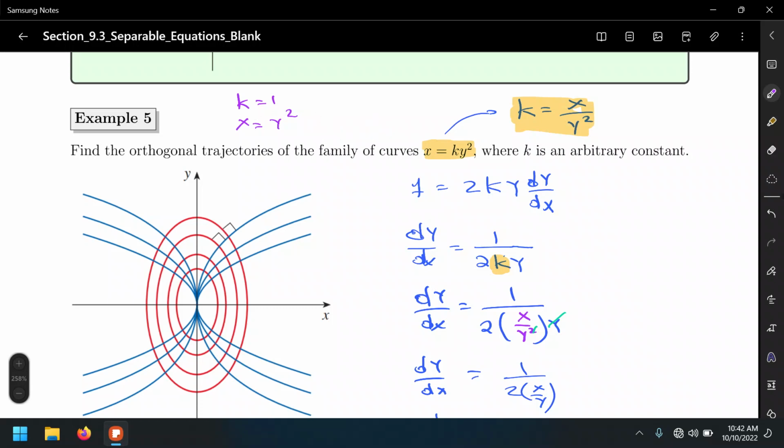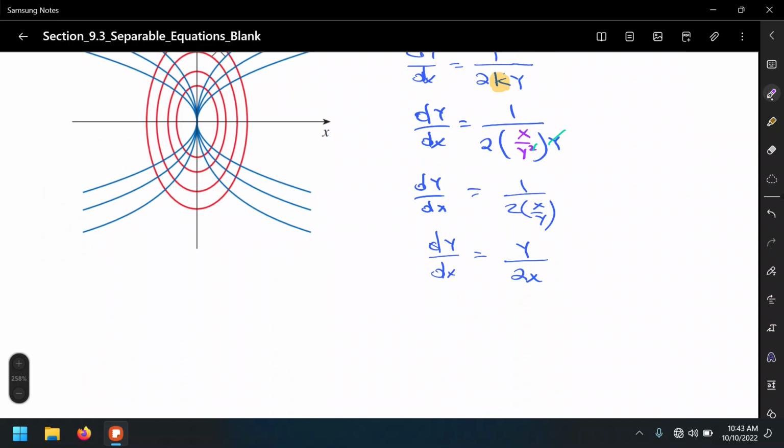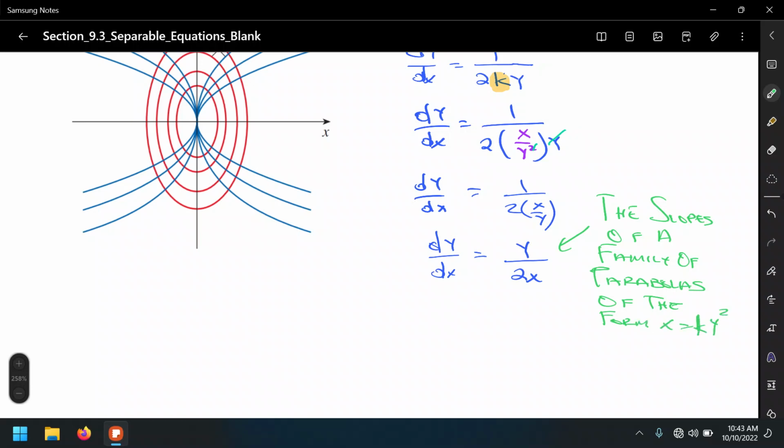This one opens up, right? Okay, what would this parabola look like? Anyone? Not opening down? To the side, right? And this is what we have. Don't we have sideways parabolas here, the ones in blue? All right. Well, in this case this represents the slopes of a family of parabolas of the form x equals ky squared.